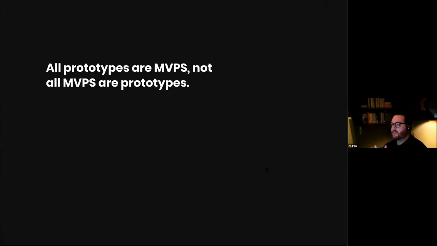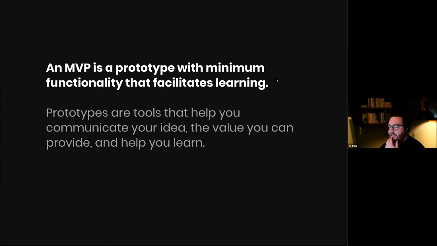All prototypes are MVPs. An MVP is a minimum viable product, but not all MVPs are prototypes. And I think there can be confusion between the two. An MVP could be a working version of your software. It could be many different things. But to clarify, an MVP is a prototype with minimum functionality that facilitates learning. So this could be, as we mentioned before, an interview script. This could be a sketch. It doesn't have to be a real product. And a prototype, which we'll talk about here, is a tool that can help you communicate your idea, what value you can provide, and really help you learn.